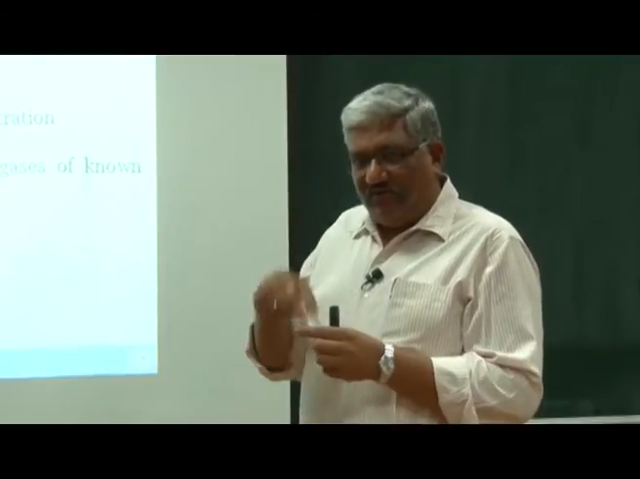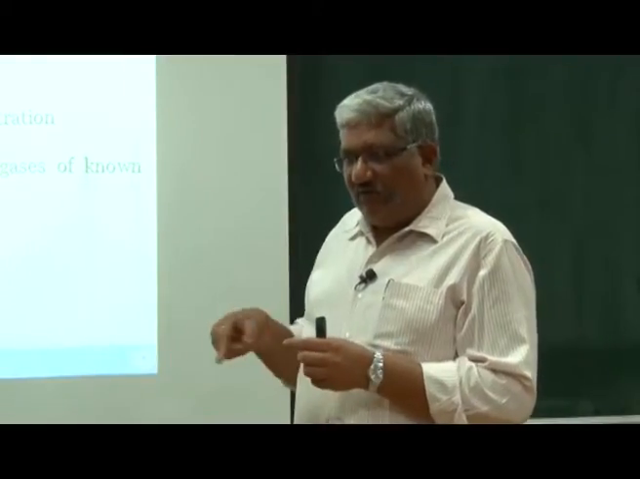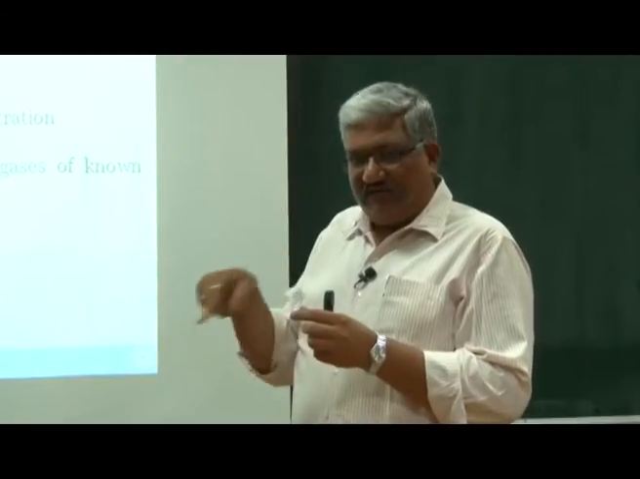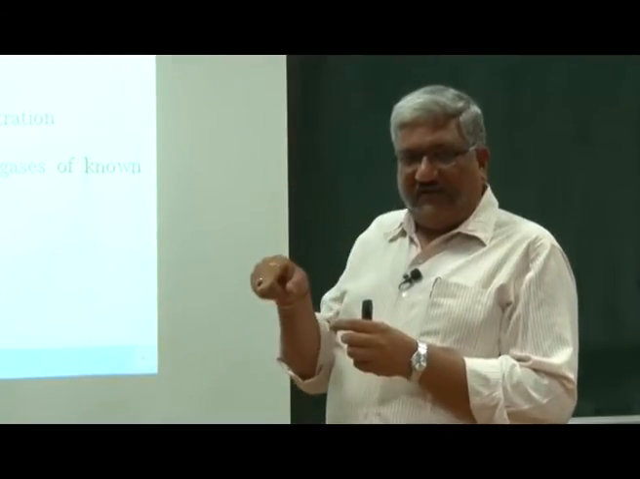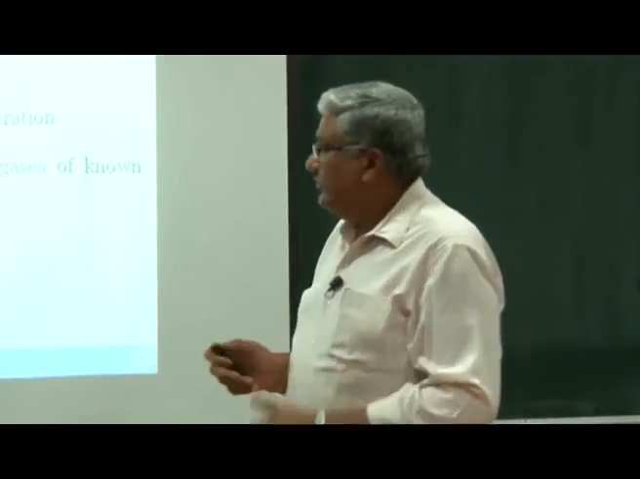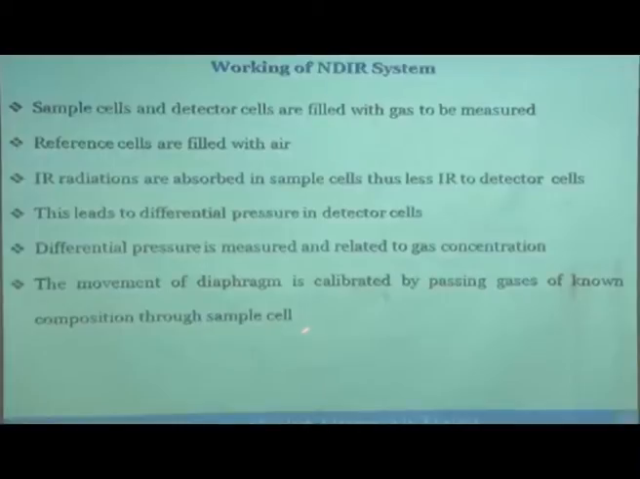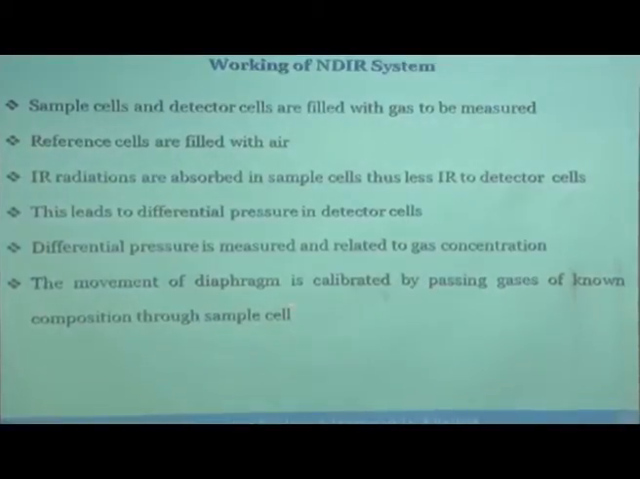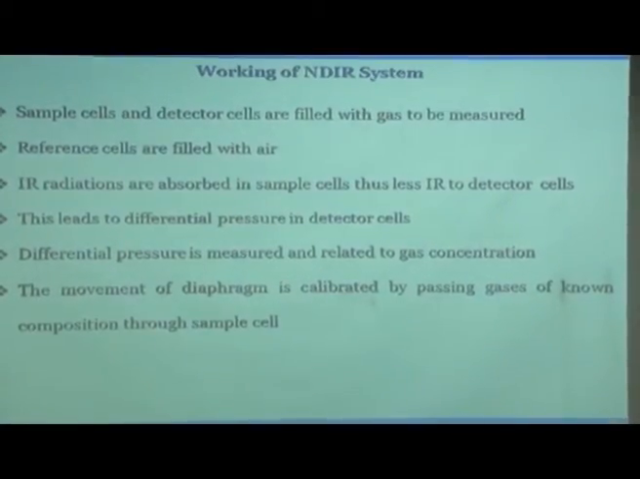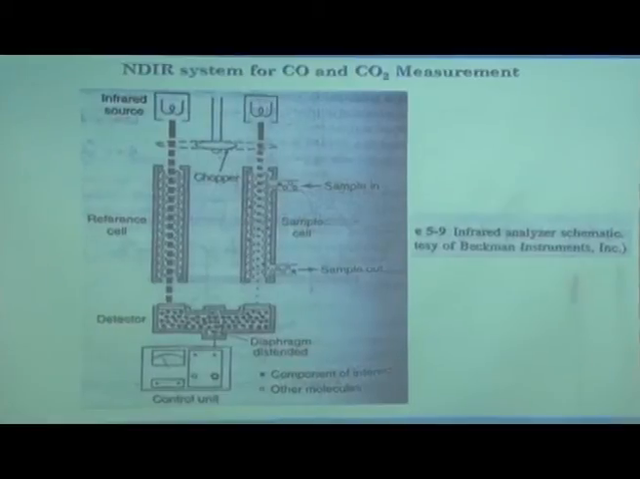And then I put in my unknown sample, and it gives a certain differential pressure. So then I go back to this calibration curve, and using it I can figure out that this is my concentration in the exhaust. Okay. So the movement of the diaphragm is calibrated by passing gases of known composition through the sample cell. So calibration of this system is extremely important, and it has to be done periodically.